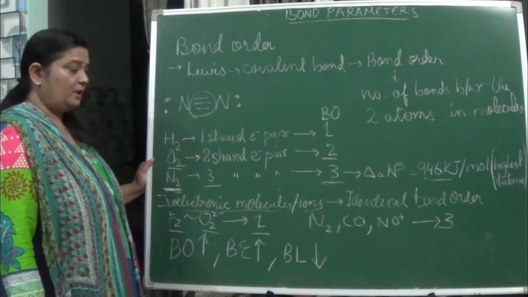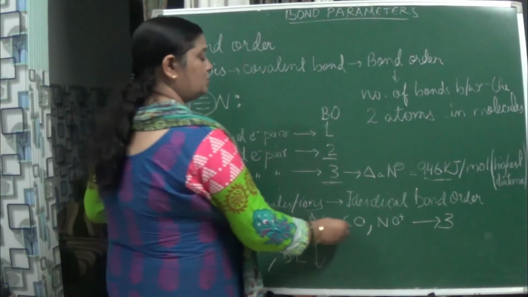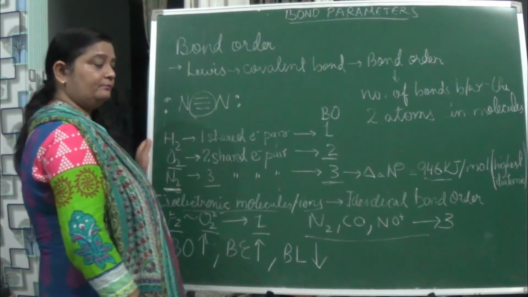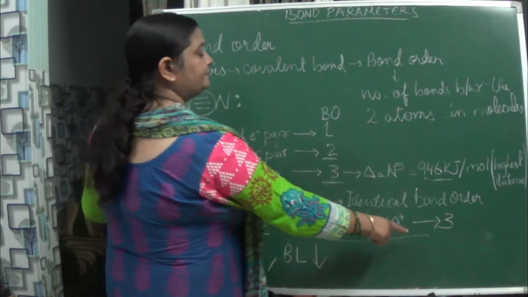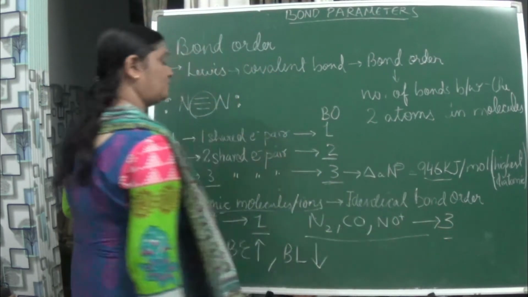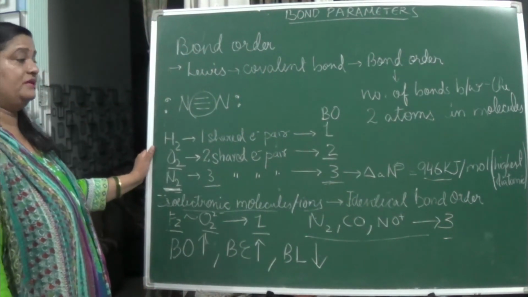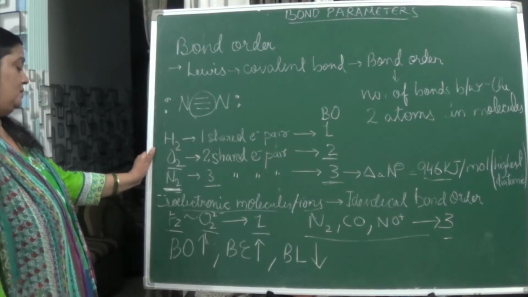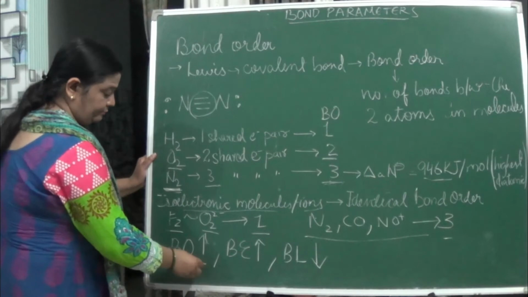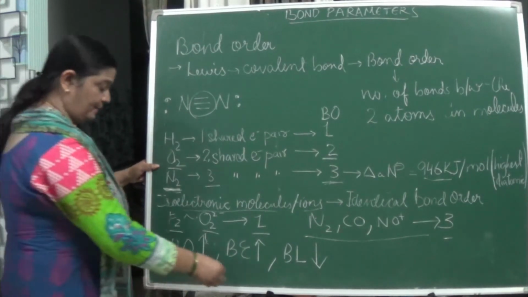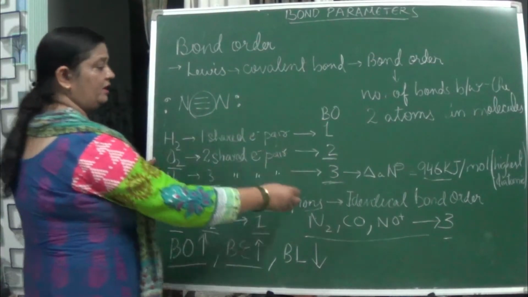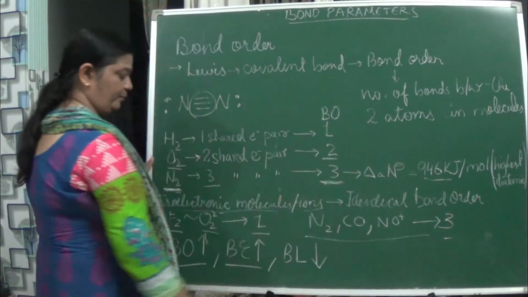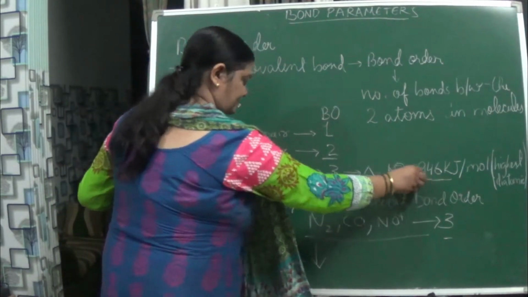When we are talking about N2, CO, NO plus, what do we see? These isoelectronic ions have the same bond order, and the value is how much? 3. So, if bond order is more, bond enthalpy will be more. We have seen over here 1, 2 and 3. Here this is the highest bond order, and bond enthalpy is also highest, isn't it?